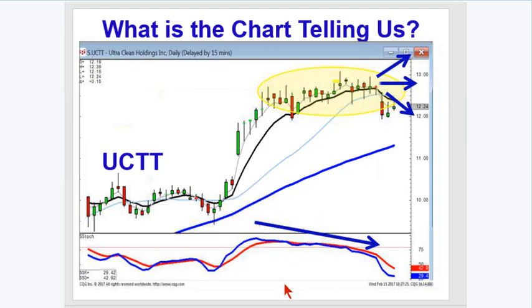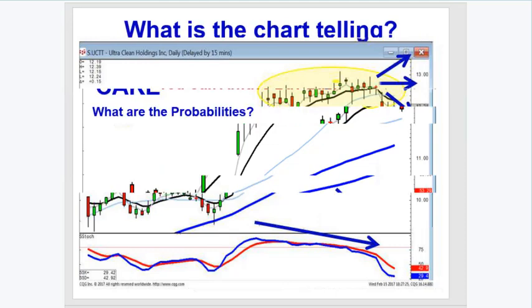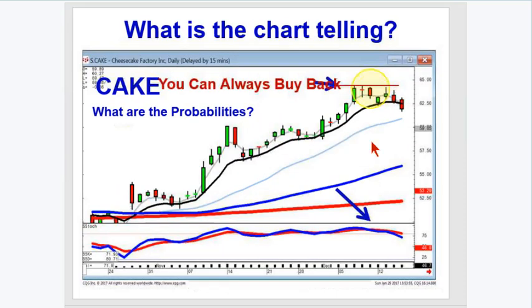Would you have sold around November 14th on cake? I don't know. I probably would have, yeah, sold on this day when they gapped it down, and then I wouldn't buy it back until it comes back up through this level.